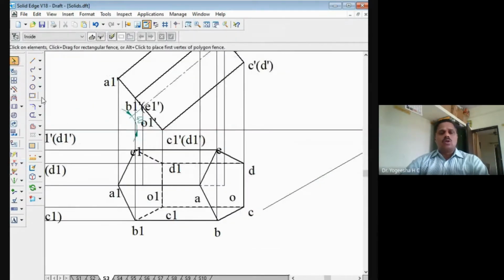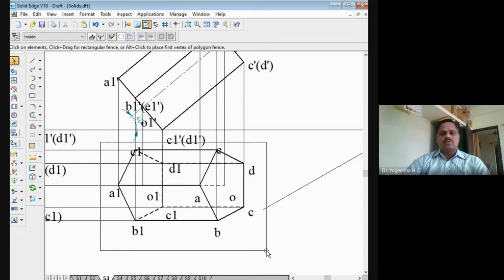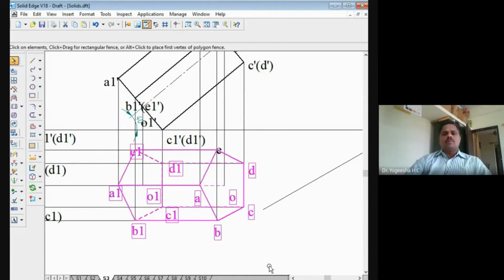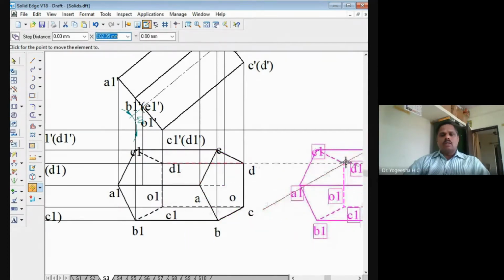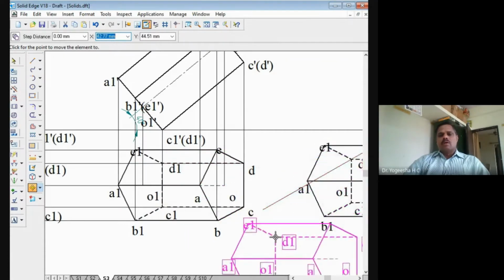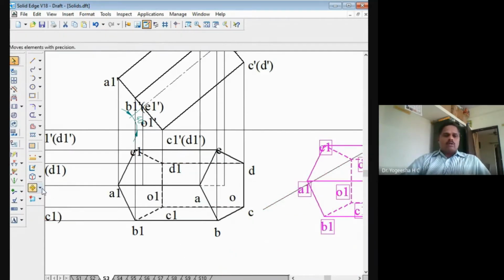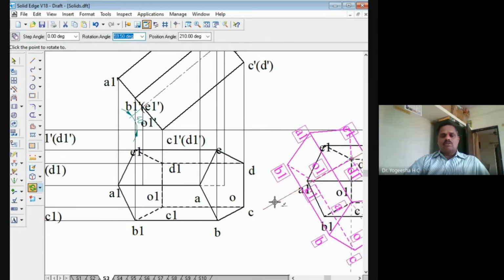I'll use the selection tool, hold down the control or shift key and select these points. Or else you can just select the whole thing like this, no problem. Afterwards, you can delete those A1, B1, C1, extra, etc. Then use the move tool, create copies on. So you have to keep the point D1 on this 30 degree line. Then use the rotate command. Rotate this C1 D1 such that it is lying on this 30 degree line.